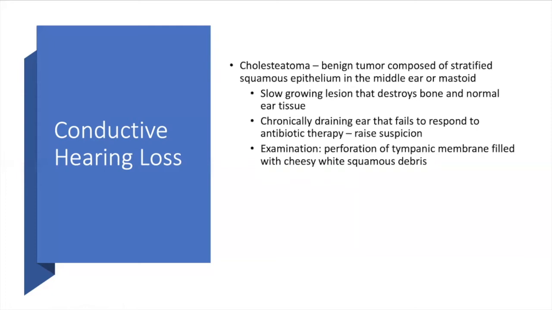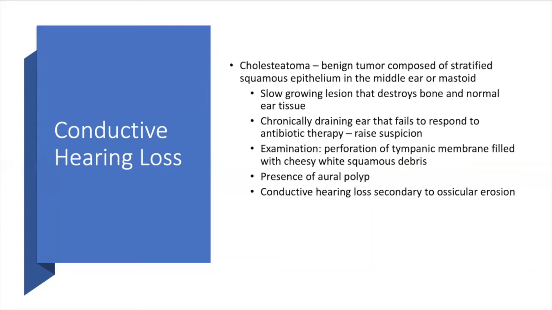On examination, there is often a perforation of the tympanic membrane filled with cheesy white squamous debris. The presence of an aural polyp obscuring the tympanic membrane is also highly suggestive of an underlying cholesteatoma. Conductive hearing loss secondary to ossicular erosion is common. Bony destruction visualized on computerized tomography of the temporal bone is highly suggestive of cholesteatoma. Surgery is required to remove this destructive process and reconstruct the ossicles.